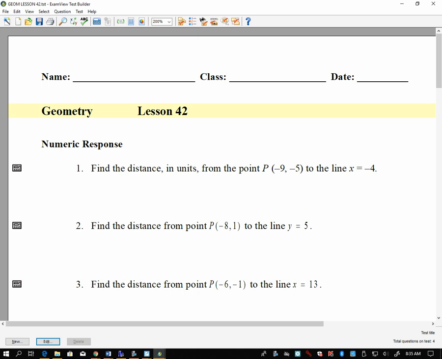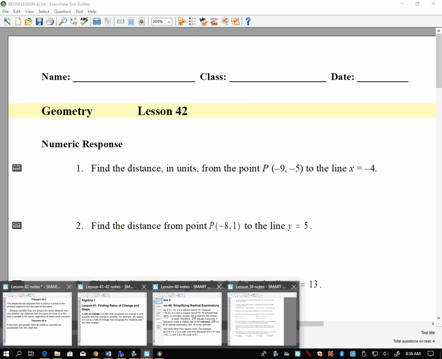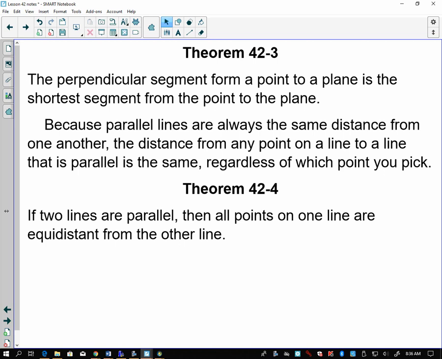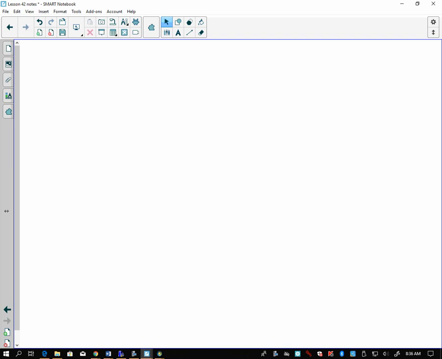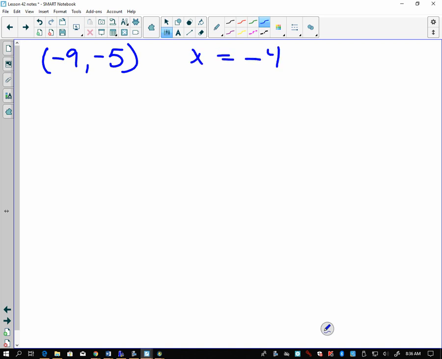The line is undefined, has an undefined slope, but the distance between the point -9, -5, and the line x equals -4 is 5. Let me show you. Okay, let's go back to this. Our coordinate was -9, negative 5. Our line was x equals negative 4, right?